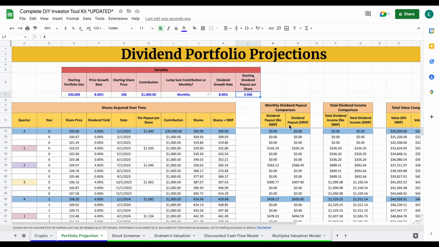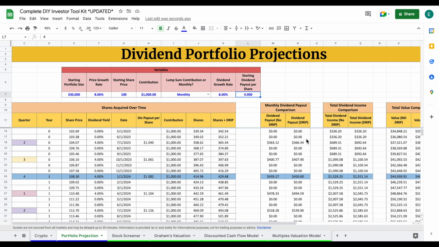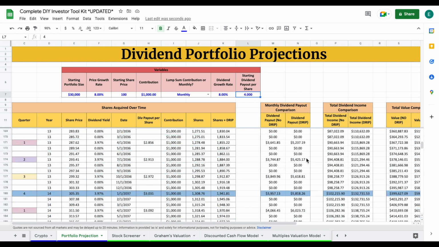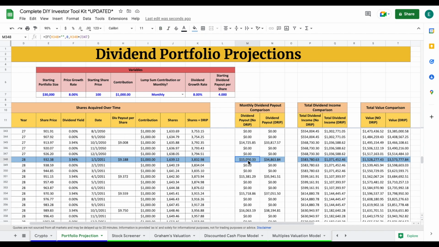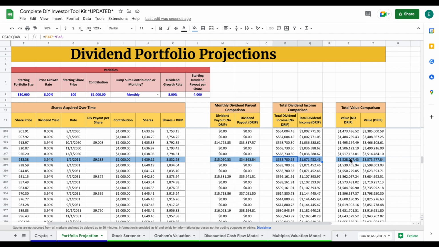And so once you've plugged all of this in, all of this data will automatically load in. You can see you can project forward 30 years what all of this will look like. So we can see right here, we're looking at year 28. We can see exactly how much would be paid out every single quarter in dividends right here, how much our total dividend income would be over that time period, and what the total value over that time period would be as well. And we have a comparison of what it would look like without reinvesting dividends for each of these and with reinvesting dividends.